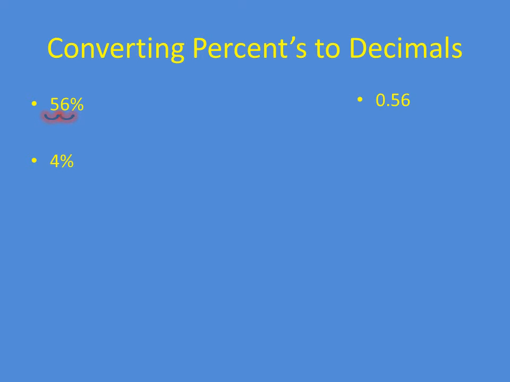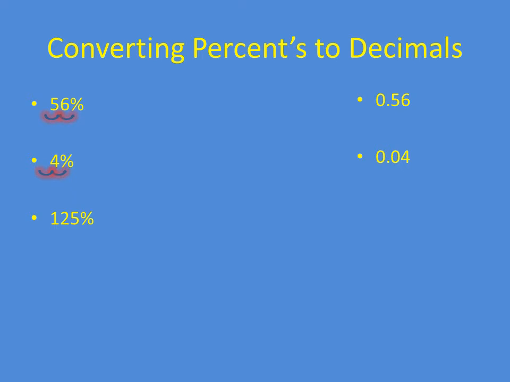So here I just have 4%. So what do you think is going to happen here? Remember I said you move the decimal 2 spaces to the left? Well, there's 1 space, 2 spaces. I have that blank space there. So we're going to put a 0 in front. So we have 4 hundredths. A percentage is a number out of 100.